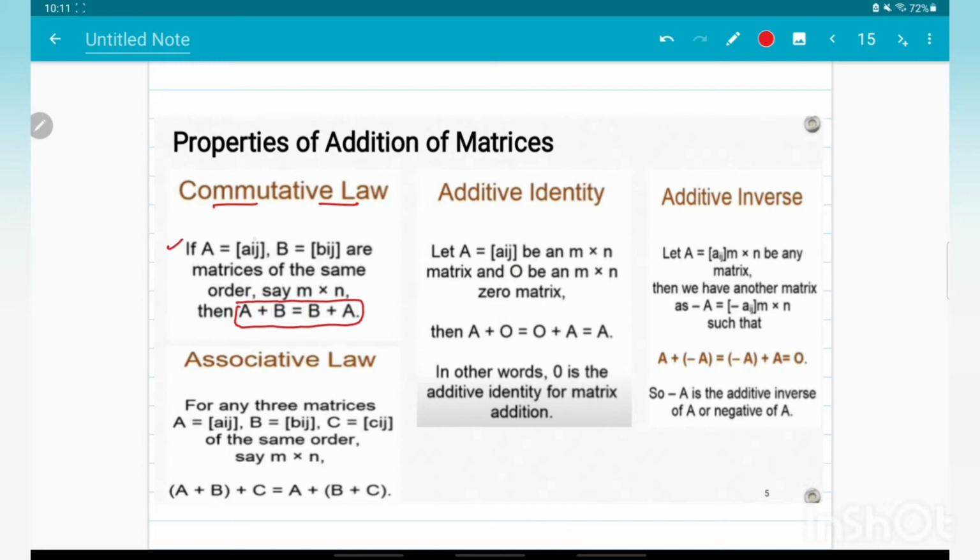Suppose matrix A has got some element Aij. Now we have learned this concept of Aij in our previous video.